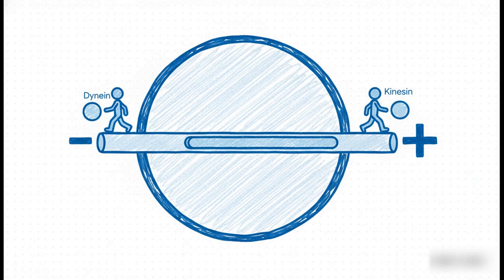But hey, this isn't some chaotic free-for-all. This highway has traffic lanes and a clear direction. You've got motor proteins called kinesin, and they handle the outbound traffic, moving cargo out towards the cell's edge. We call that the plus end of the microtubule. Meanwhile, dynein handles all the inbound traffic, moving things back toward the cell's center or the minus end. This really strict regulation is what prevents total chaos and makes sure materials get where they need to go efficiently.